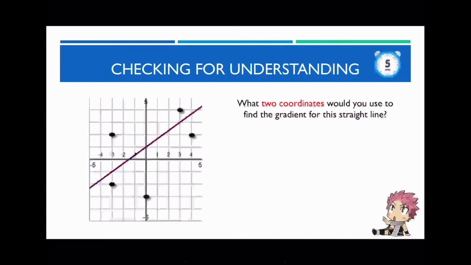What I'd like you to do now is have a go at attempting this question. So for the very first part of this question, I want you to find for me what two coordinates you would actually use to find the gradient for this particular straight line. So please pause this video and have a go at answering this question.